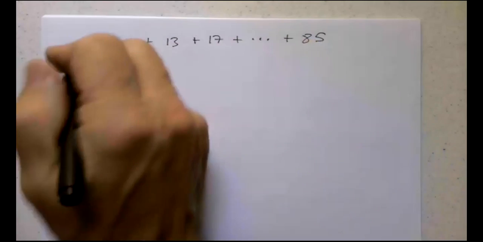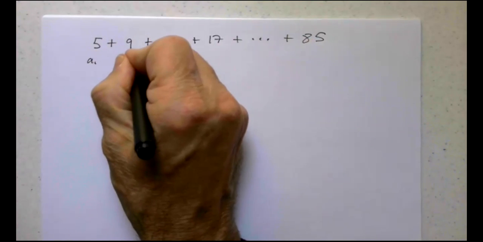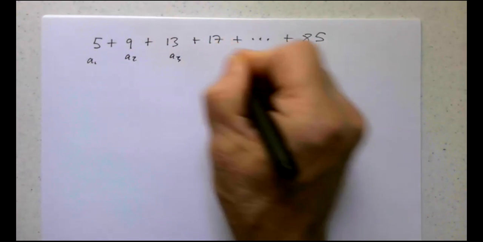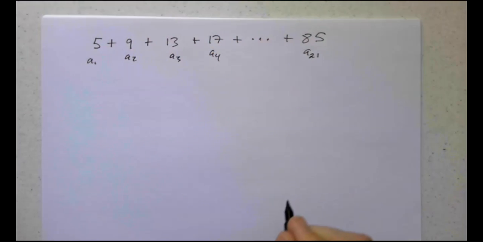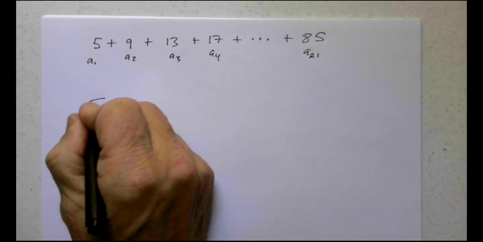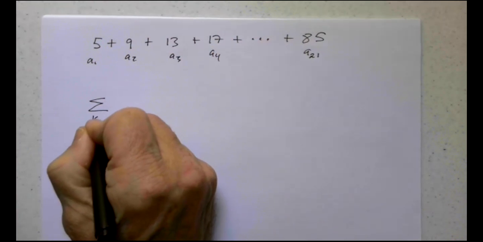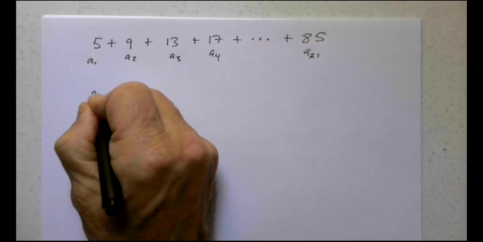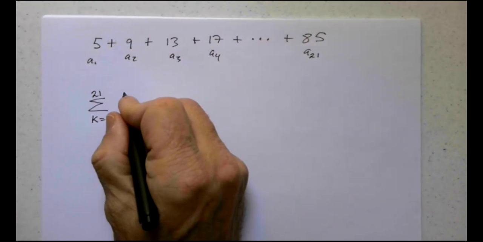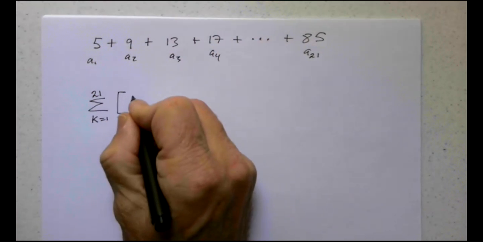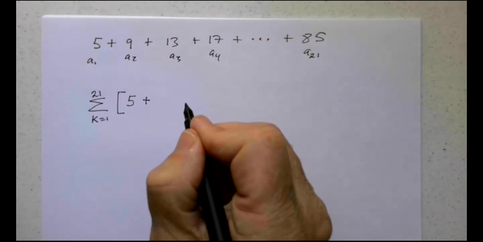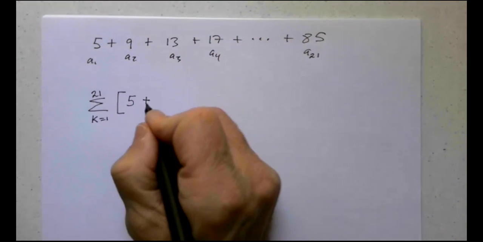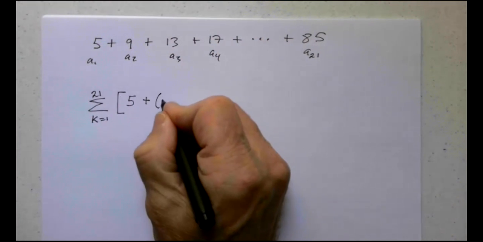Now we said that this was A sub 1, and this is A sub 2, and this is A sub 3, and this is A sub 4, and this is A sub 21, right? So we want k to go from what to what? K is going to go from 1 to 21. What is our usual strategy? Start with the first term plus n minus 1 times the common difference, except of course the number of steps we're dealing with here is k this time.